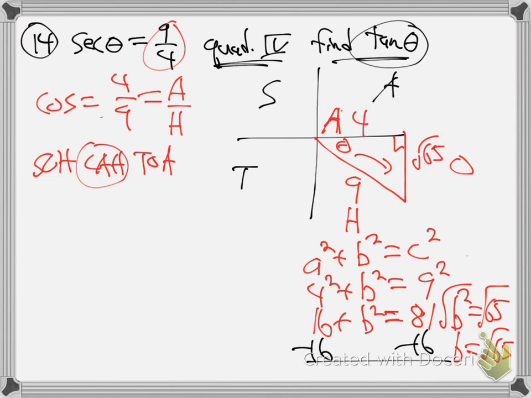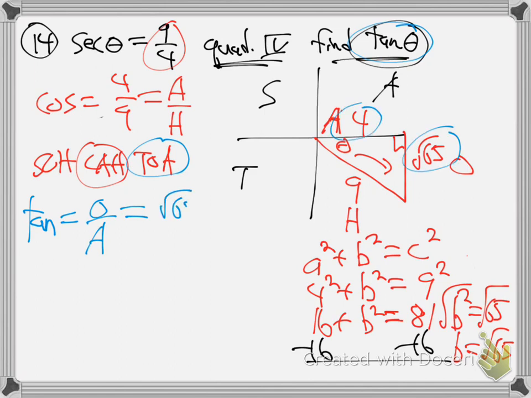Okay, so getting back to it then. What is the question? What's tangent? SOHCAHTOA, opposite over adjacent. So from this angle, opposite over adjacent, root 65 over 4. For number 14, root 65 over 4.